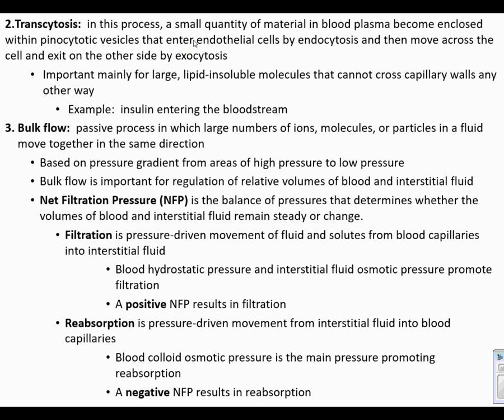The total pressure involved in this is described as net filtration pressure, or NFP. This is a balance of several other pressures, so it's actually a calculation, determining whether our volumes of blood and interstitial fluid will remain steady or change.